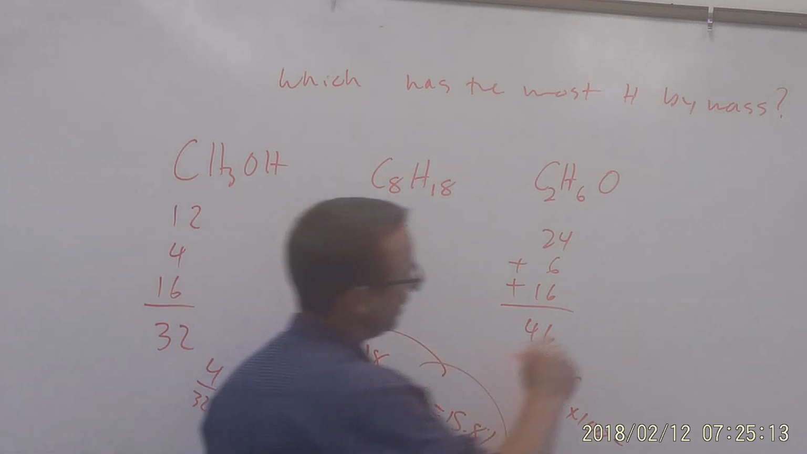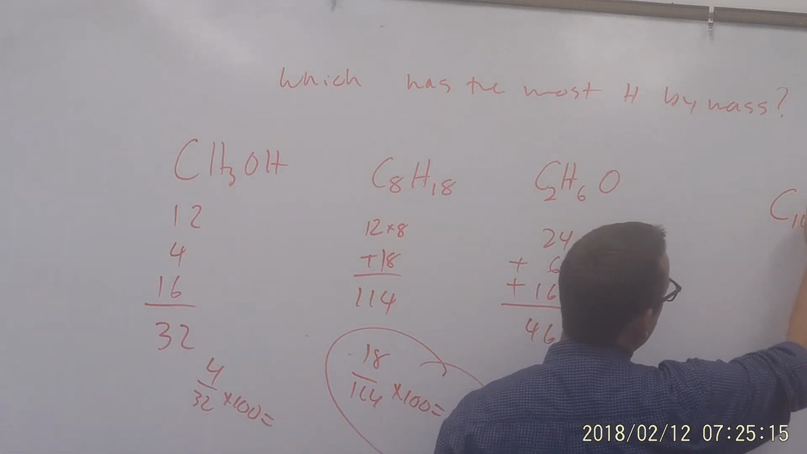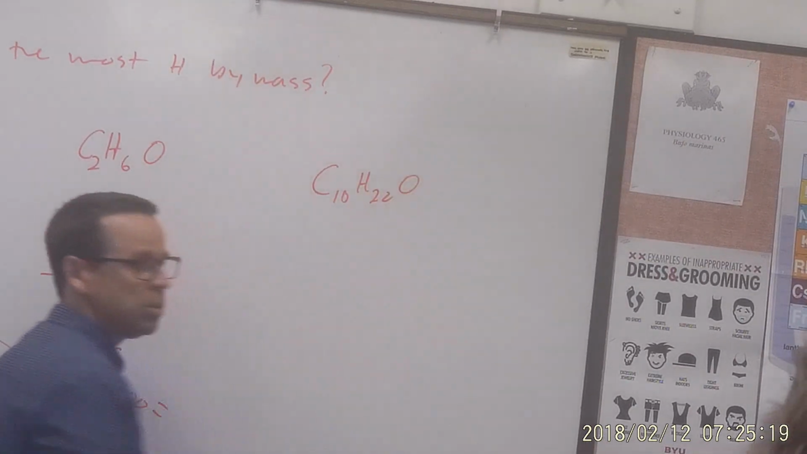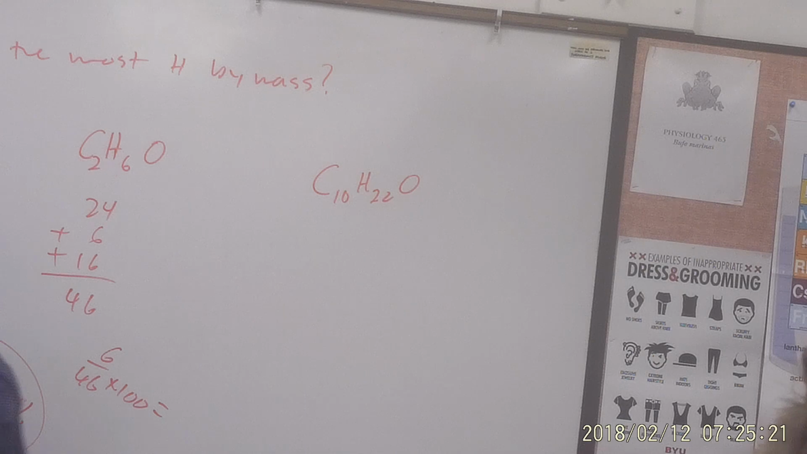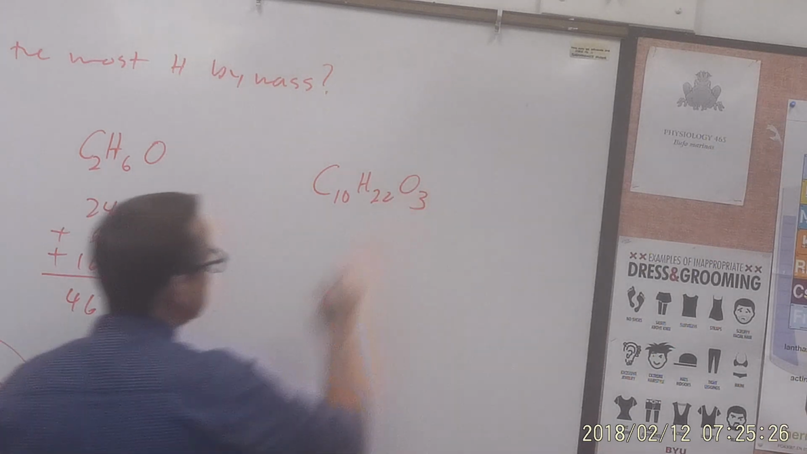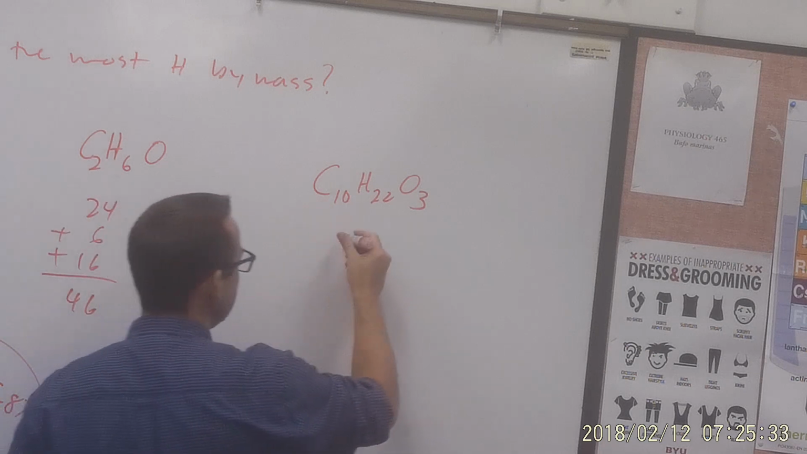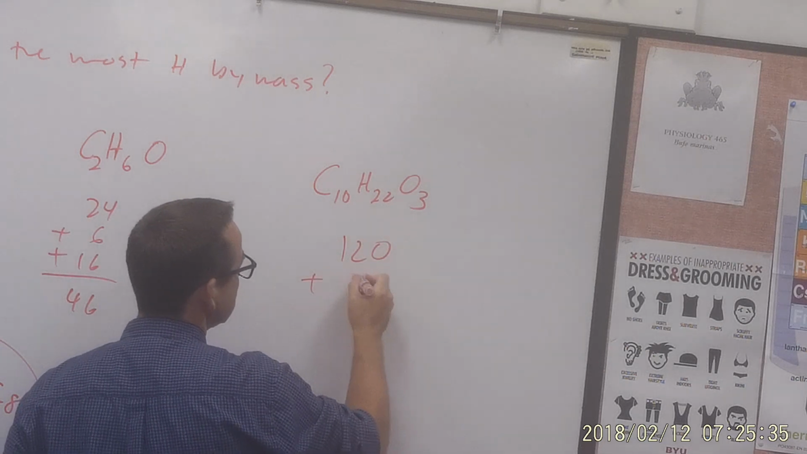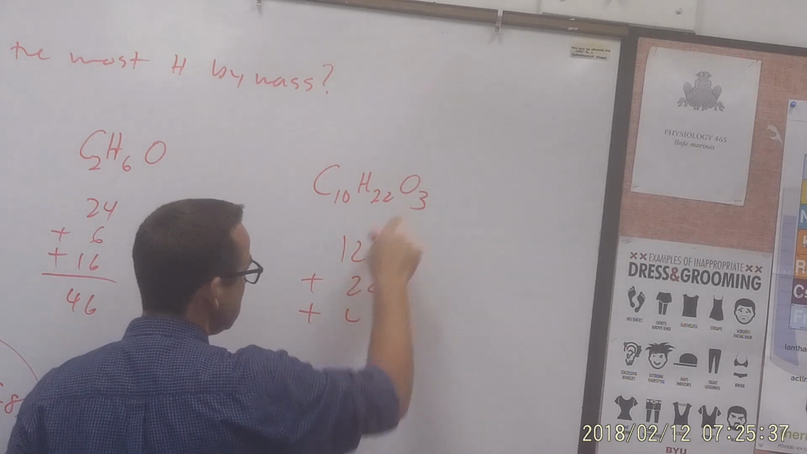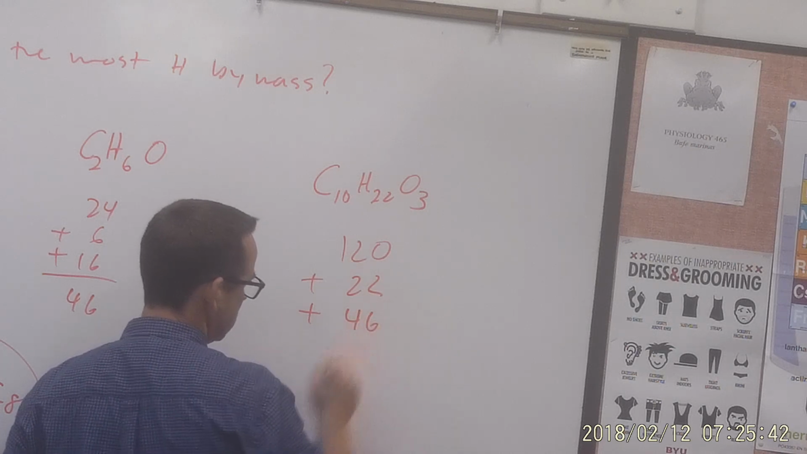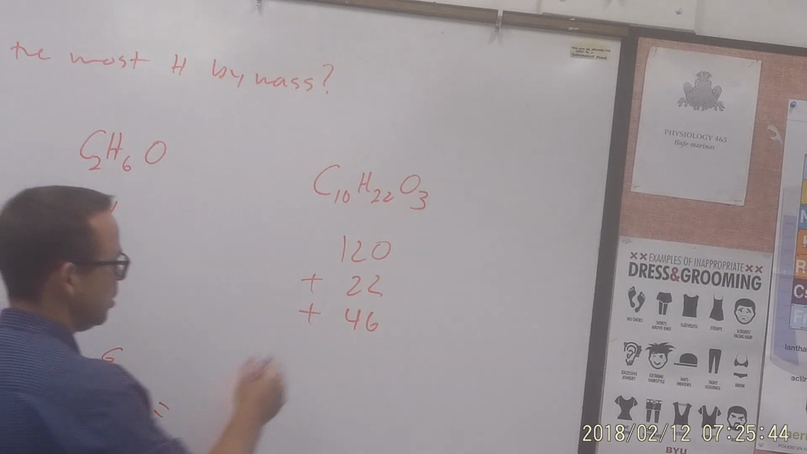So let's try this one then. C10H22O. Does that work as well? Can you just count them up? Actually, I'll throw in a couple more oxygens. I know what 12 times 10 is. 120 plus the 22 plus 16. 16 is 32. 32 plus 16 is another 16, 48.